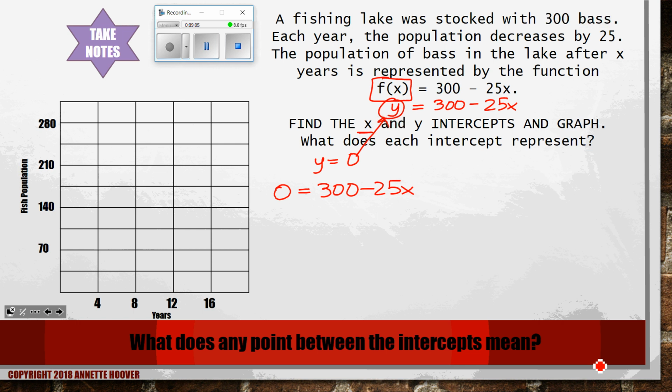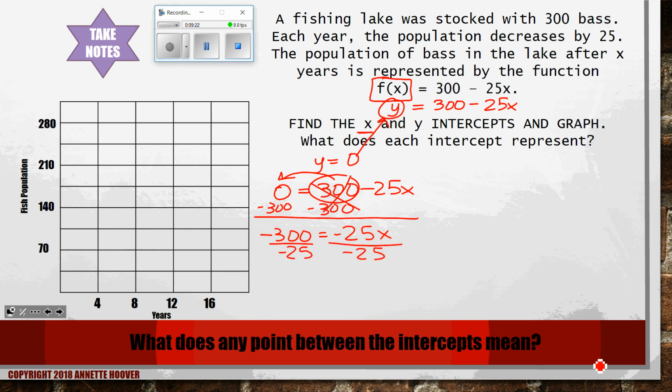We want to get x by itself, so first we have to move the 300 to the other side by subtracting 300 on both sides. When we do that, we have negative 300 equals negative 25x. Of course, now we're going to divide both sides by negative 25, and we're going to find that x equals 12. So what's our ordered pair? Well, x equals 12, and we substituted 0 in for y.